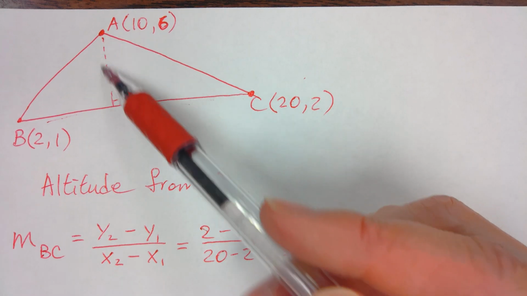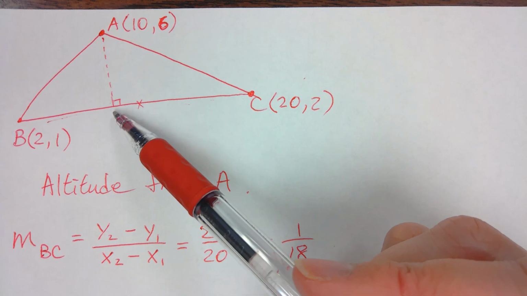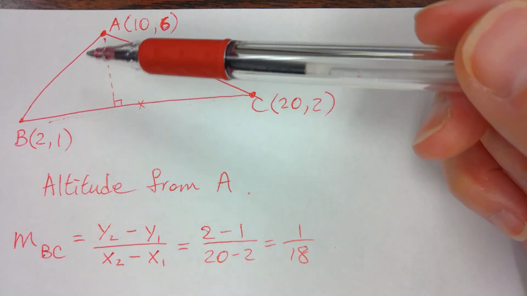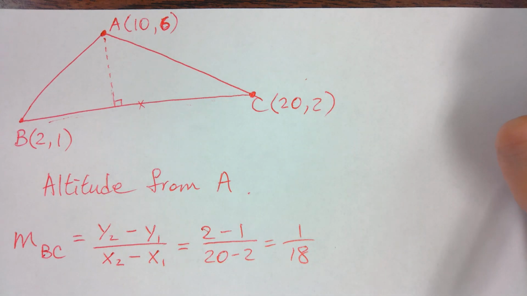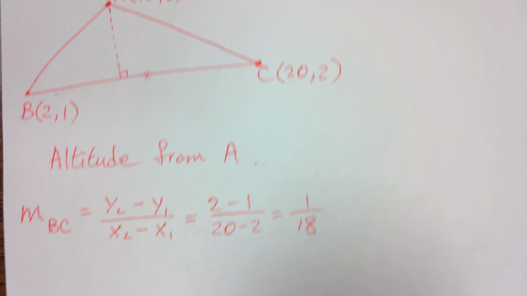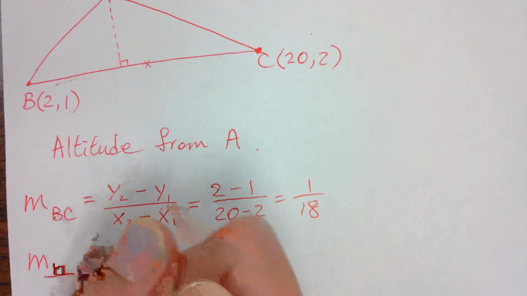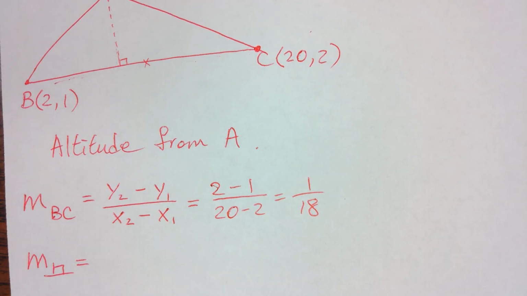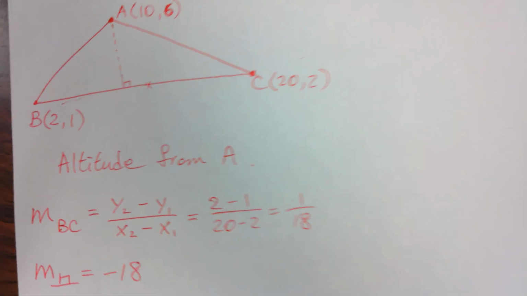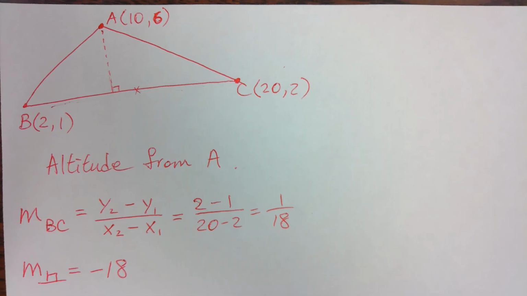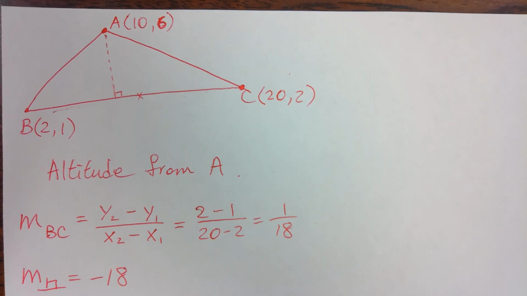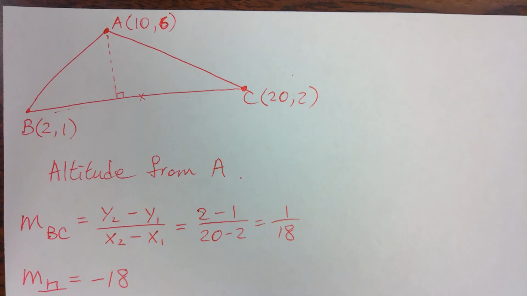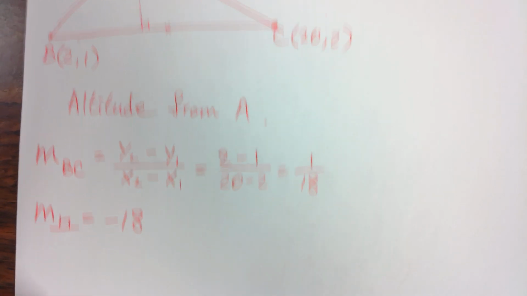Does it help me to find this line? No. So what do I need to do to that slope so that I get this slope? Perpendicular slope. Negative reciprocal. So if it's 1 over 18, what's the negative reciprocal slope? Negative 18 over 1, or simply negative 18. Do I know a point on this dotted line? A is on the dotted line. So that's the point that I want to use.